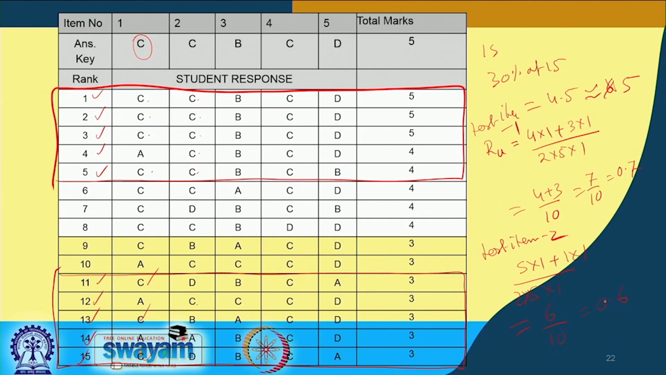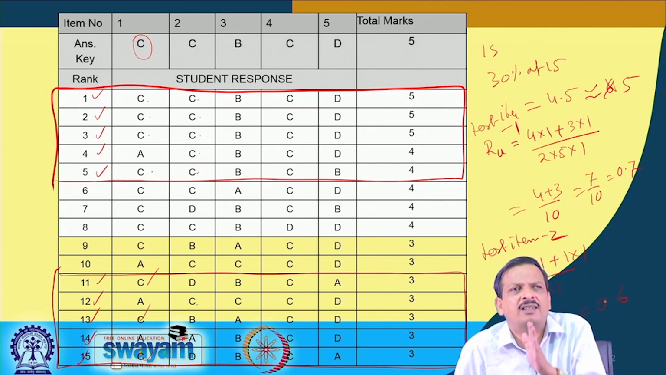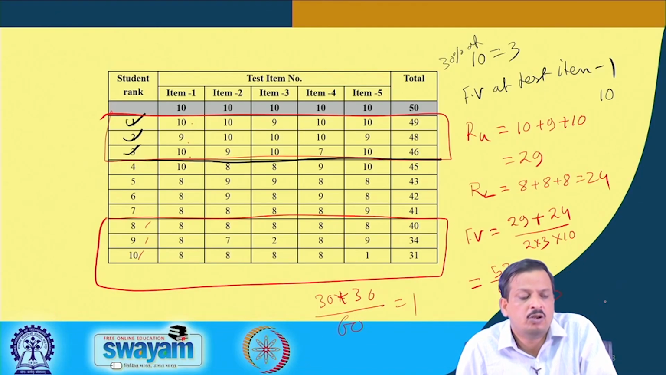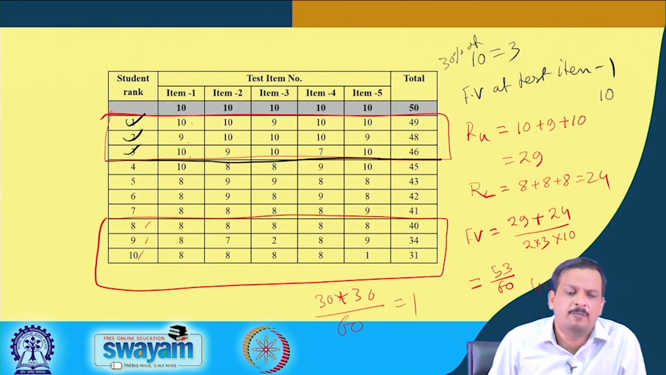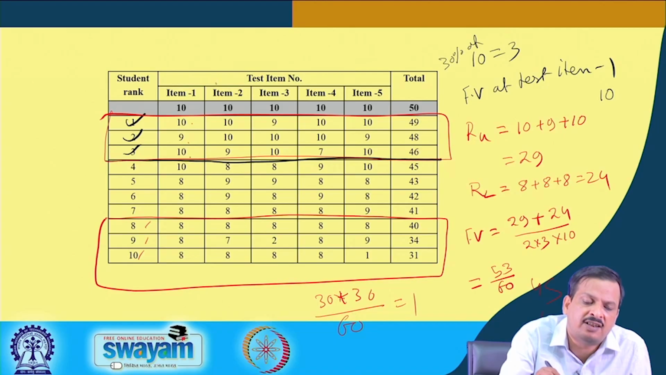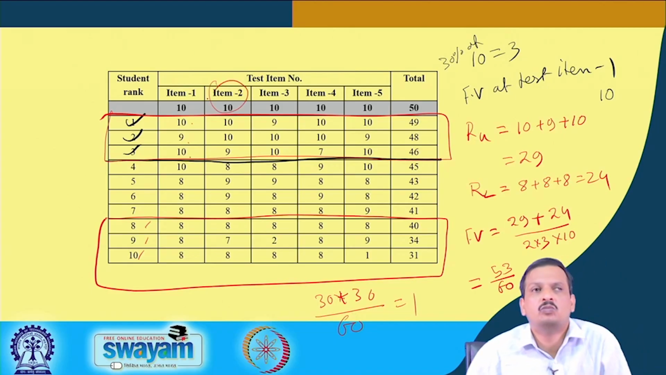For any test item in any evaluation, I can calculate the facilitation value and the discriminative index. I will come to the discriminative index later. Suppose I come back to this table. Can you calculate the facilitation value of test item 2?